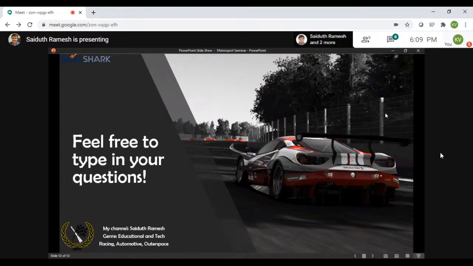Yeah, so I'll move forward. Then we have another question. How are racing slick tires superior over road tires?